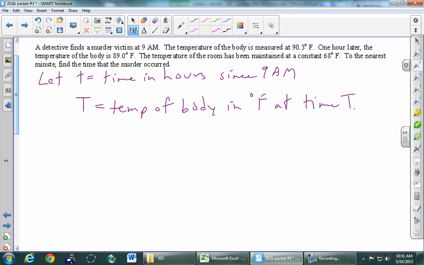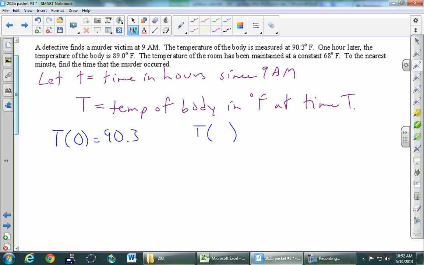So let's first get some of our givens out of the way. T of 0 represents the temperature at time 0. When is time 0? Our time 0 is 9 a.m. That's how we defined it. I don't know when the murder moment was, so I just defined 0 to be 9 a.m. So how much is the temperature at time 0? 90.3. So this is a given.